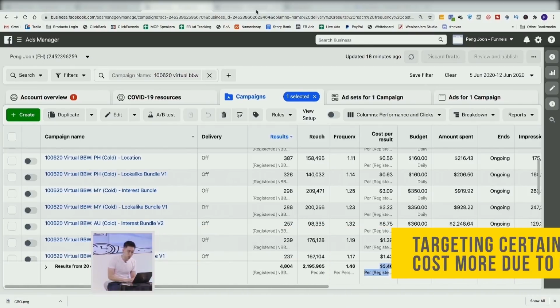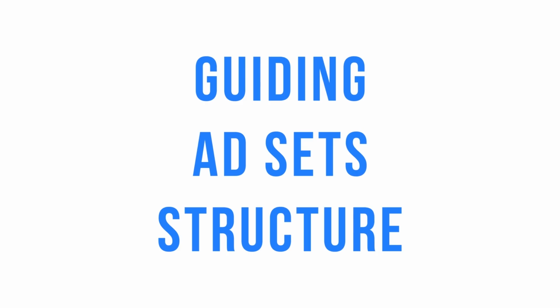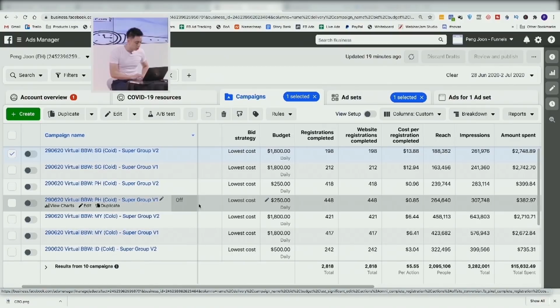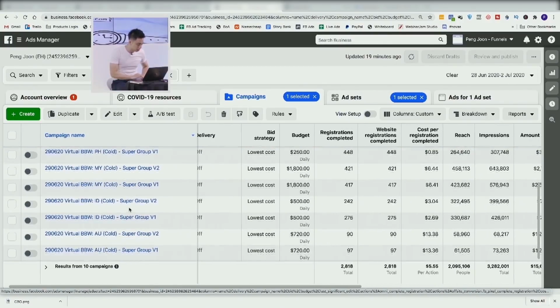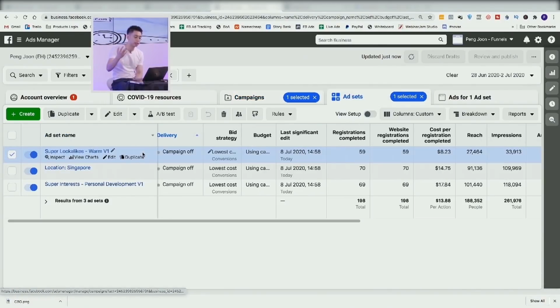However, here's the thing that I want to share with you guys: setting it up the right way, which is called utilizing the guiding ad set structure. Now, what is the guiding ad set structure? You'll see that for this week over here, the 28th to the 2nd of July, we spent about $15,000. And in going to all these different countries, you can see that we went into different audiences. Let me show you how these audiences are set up, okay?